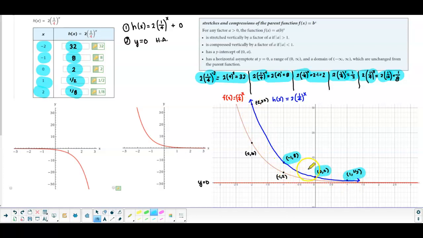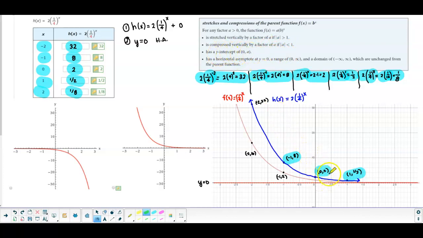So if we want to be able to answer questions a little further, we're going to go ahead and follow the instructions here. It says for any factor a which is greater than 0, the function f of x, which is equal to a times b to the x, is stretched vertically by a factor of a if the absolute value of a is greater than 1. It is compressed vertically by a factor of a if the absolute value of a is less than 1. And it has a y-intercept at (0, a).